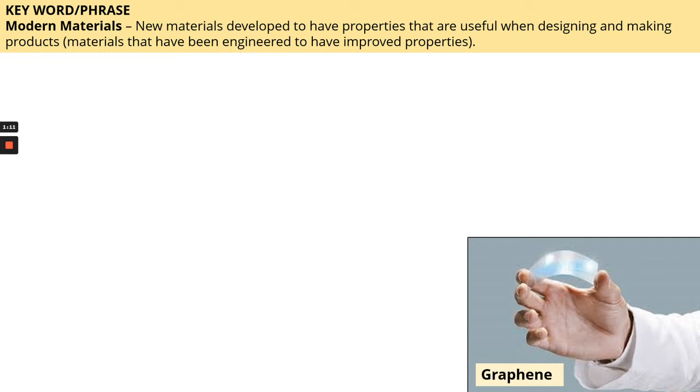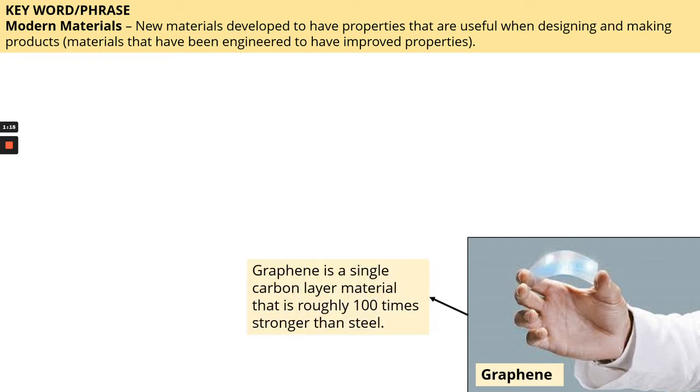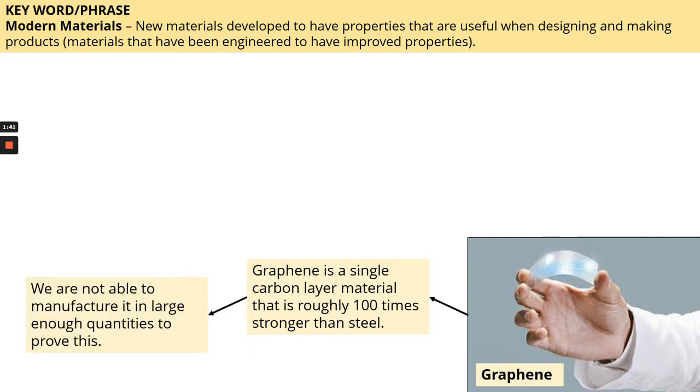Our first modern material we're going to look at is graphene. And graphene is a single carbon layer material that is roughly 100 times stronger than steel. So when we're going through these, I want you to add notes to your page. So graphene is made up of a single layer of carbon, and it is extremely, extremely strong. I can't emphasize how strong this material is.